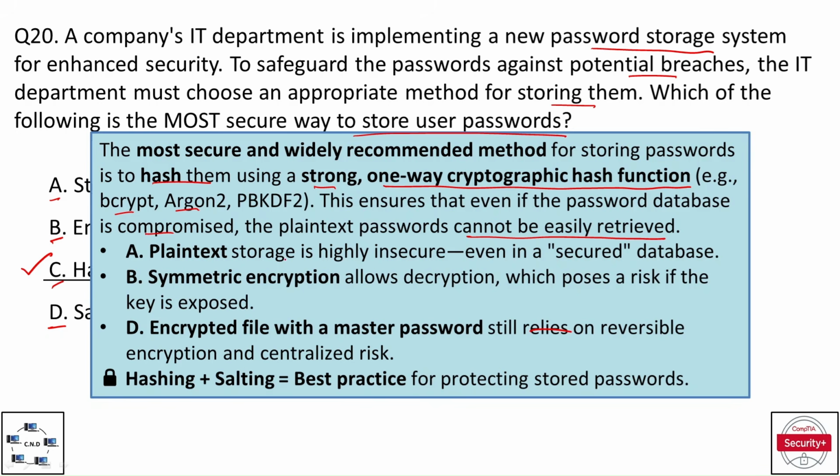Option A, plain text storage is highly insecure even in a secured database. Option B, symmetric encryption allows decryption, which poses a risk if the key is exposed. And option D, encrypted file with a master password still relies on reversible encryption and centralized risk. So hashing plus salting is the best practice for protecting stored passwords.